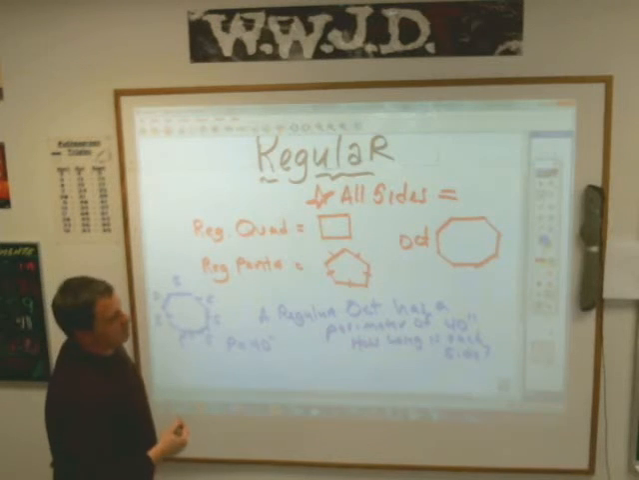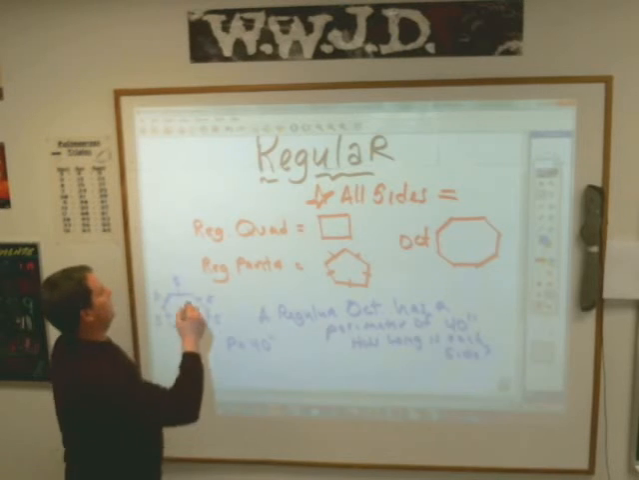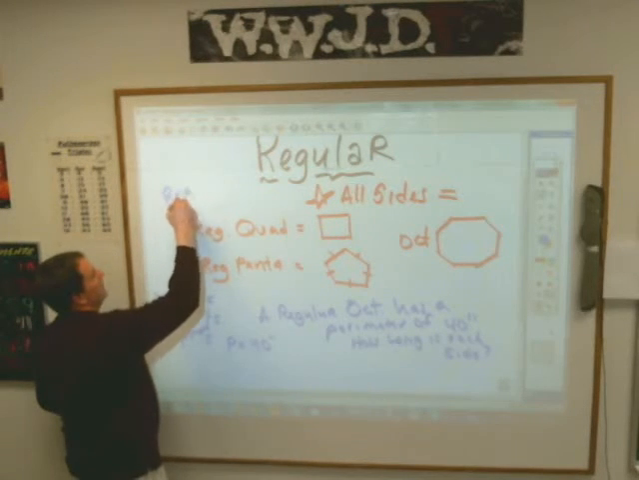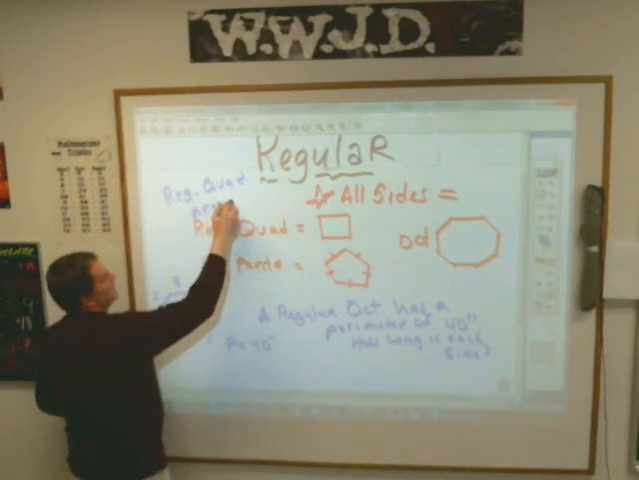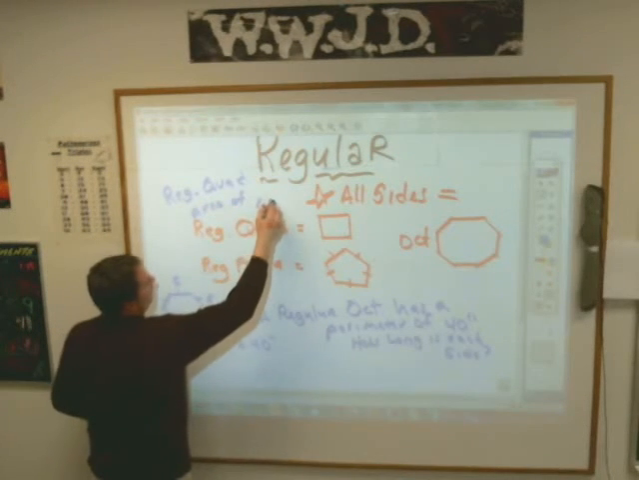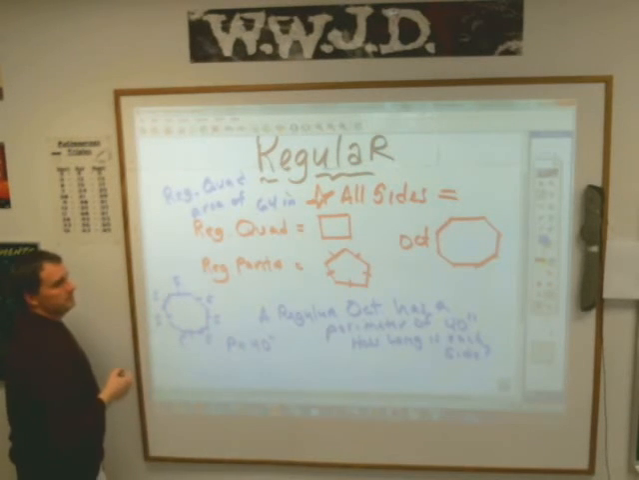What about a regular square? How about this one? Have we done area? Do we do area? Yeah. Okay, a regular quadrilateral has an area of 64 inches. How long is a side?